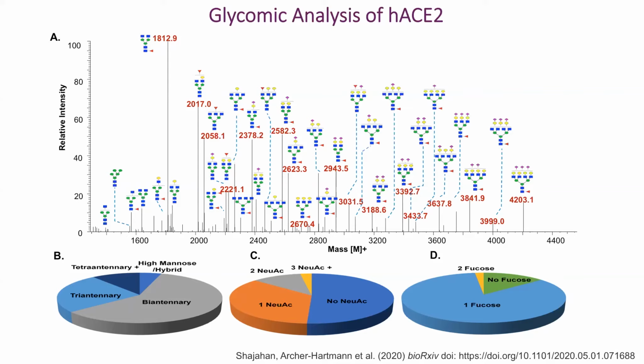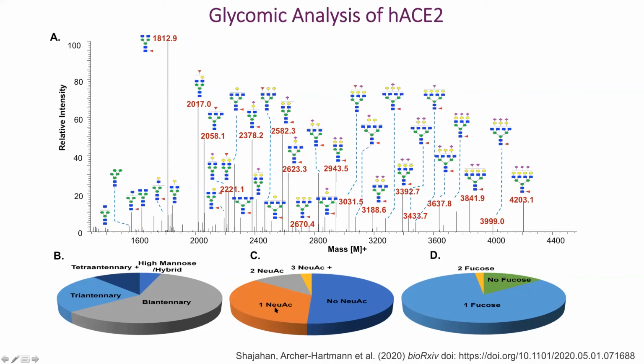the different structures. And through the MS-MS analysis, we have found that we have predominantly biantennary structures, some triantennary and tetraantennary, and the presence of high mannose and hybrid structures. The main components are actually this smaller biantennary structure that is not sialylated or doesn't have any galactose residues on it. Half of the structures don't have sialic acid.